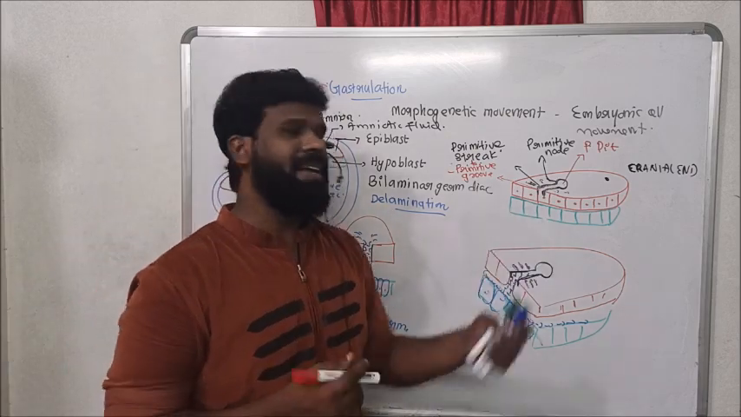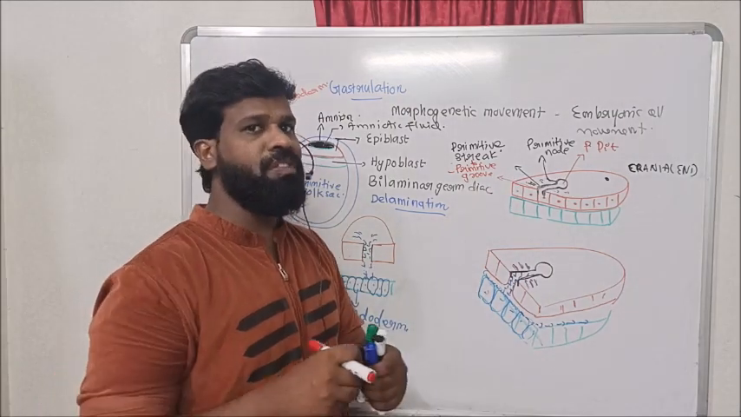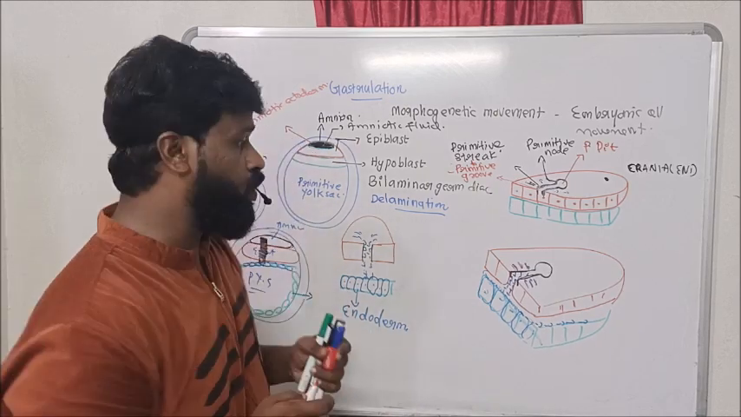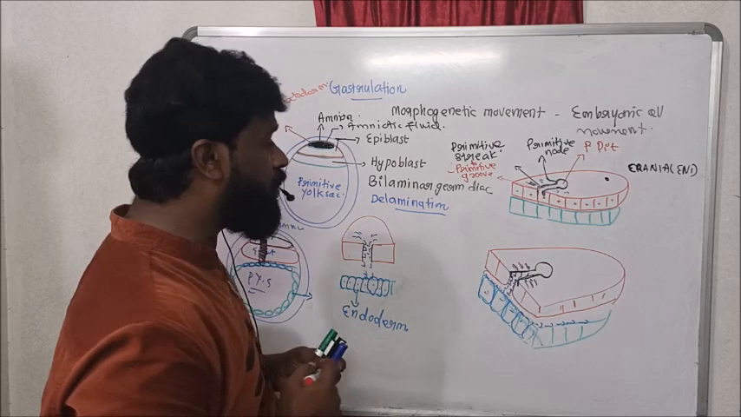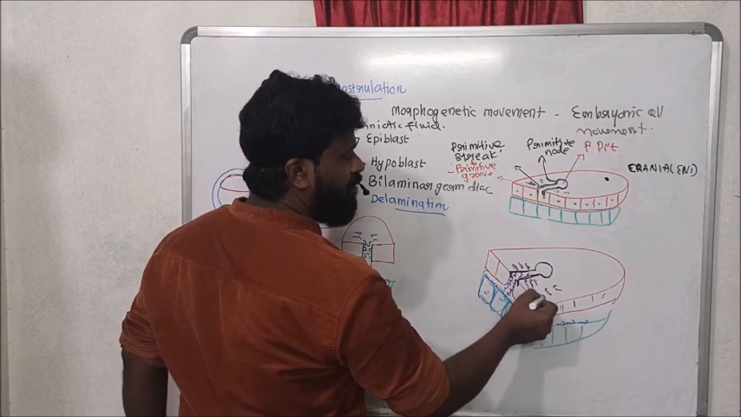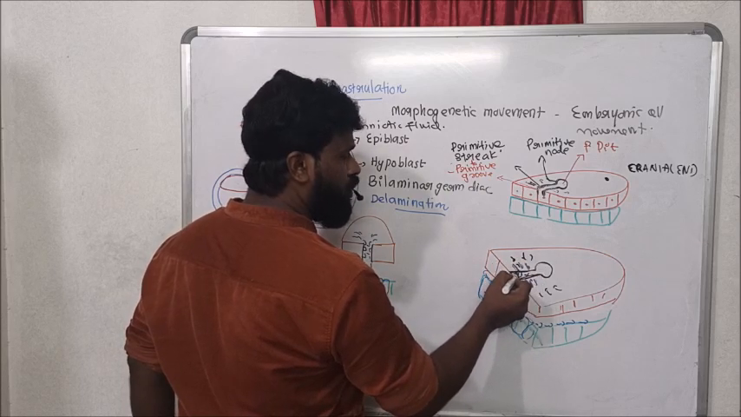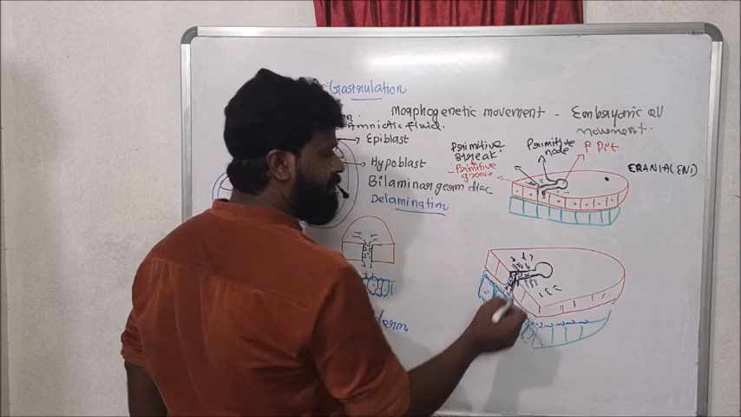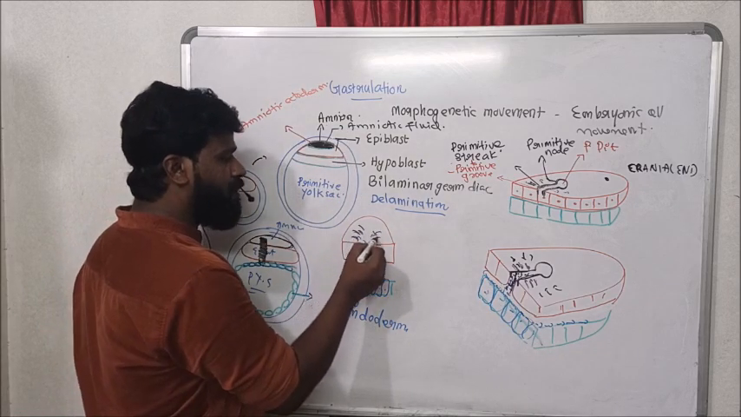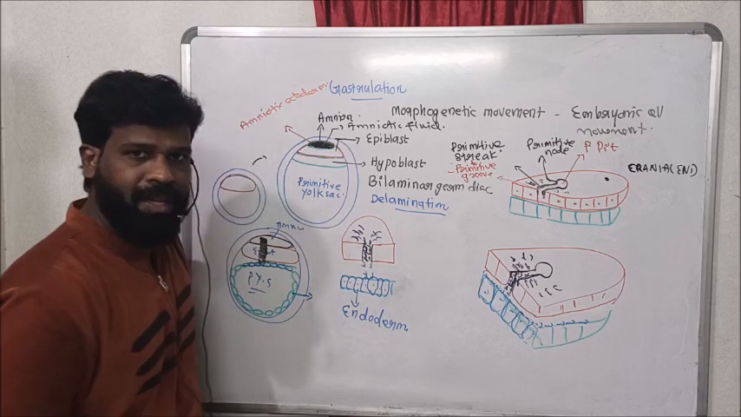Here again the primitive streak produces the FGF8 growth signal, which causes the loss of cadherin protein, and cell migration continues. So again the cells of this epiblast undergo migration and migrate down through the primitive streak.